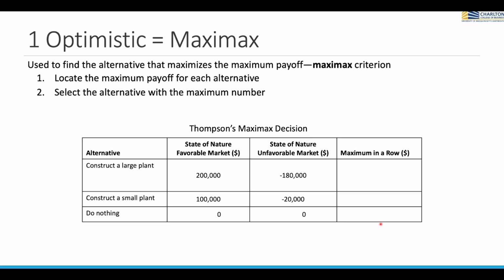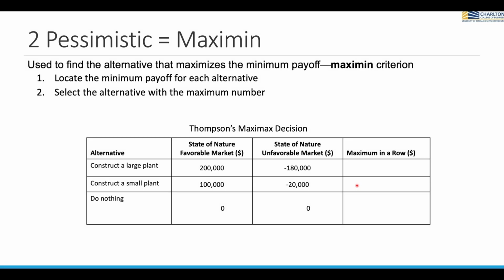So the maximum payoff from constructing a large plant is $200,000. Between gaining $200,000 and losing $180,000, the maximum payoff is gaining $200,000. For constructing a small plant, the maximum payoff is $100,000, the maximum of these 2 numbers, and for do nothing it is 0. Now we are very optimistic. We choose the maximum payoff, and that would be our decision, constructing a large plant.